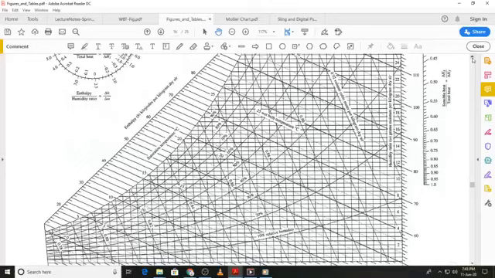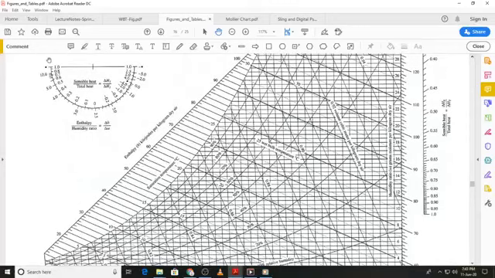In addition, there is another tool available to us. If you look at the top left hand side, you can see a protractor with two scales, one inside, the other outside. The utility of this tool we will look at when we study psychrometric processes, and it is quite a useful tool. So we will leave it for the time being, and we will come back to this protractor when we study psychrometric processes.